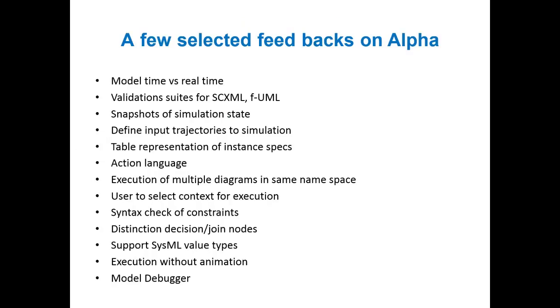In that alpha, quite some feedback came from my side at that time, about model time versus simulation time versus real time, validation speeds for XML and fUML, having snapshots of simulation state, and defining input trajectories to simulations. Also having a table representation of instance specs, because you have to create instance specs in some cases, and the need for an action language, which was not around in those days. Also execution of multiple diagrams in the same namespace, letting the user select a different context for execution, checking syntax on constraints, supporting SysML value types, executing without animation for performance reasons, and being able to debug the model.